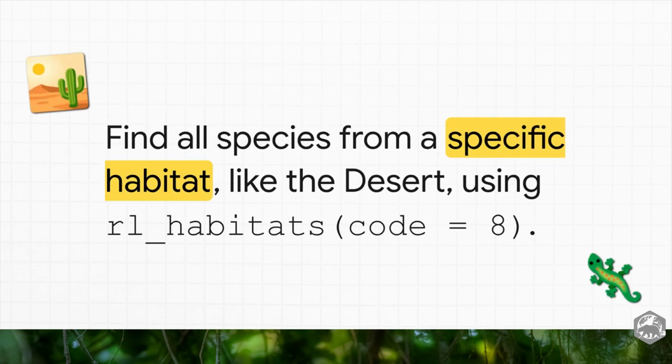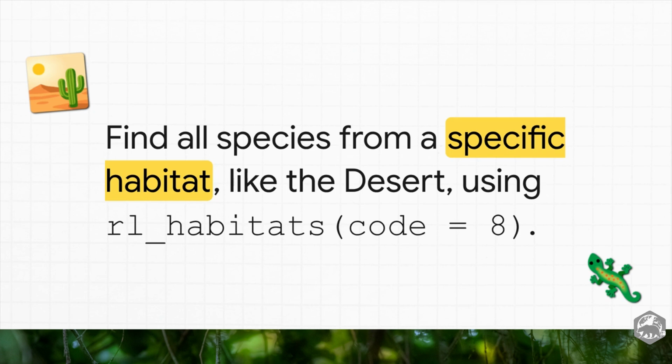Or, let's say your work is focused on a specific ecosystem. You want to know about every species that lives in, say, a desert habitat. You just use the rl_habitats function with the right code. In this case, it's code 8 for deserts. And again, with one simple command, you are sifting through all 150,000 plus species to find exactly what you need.